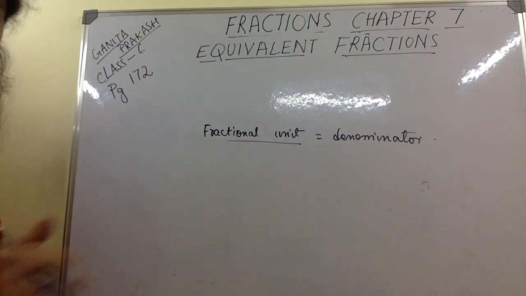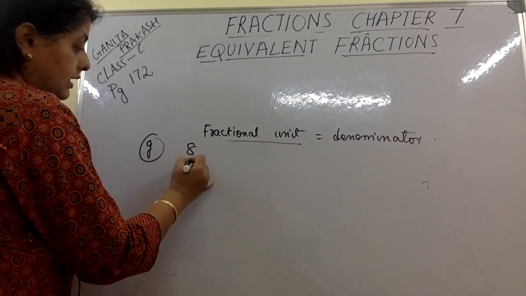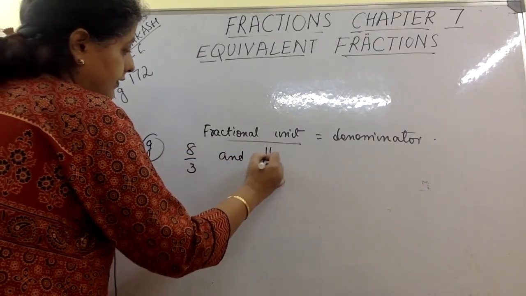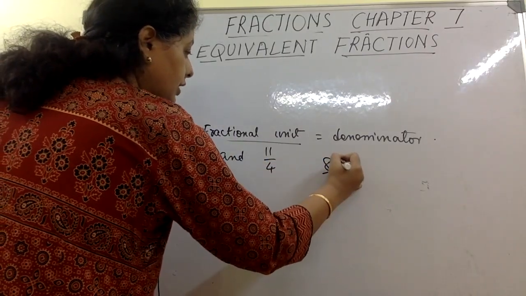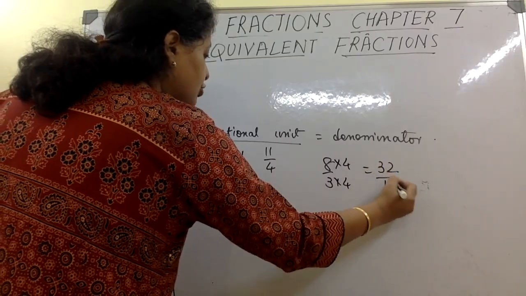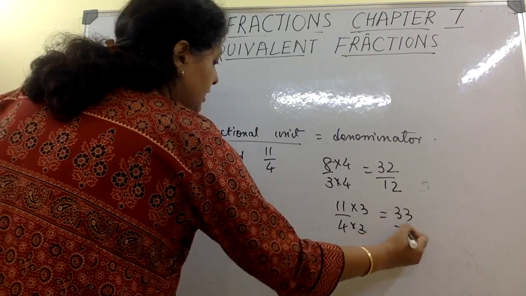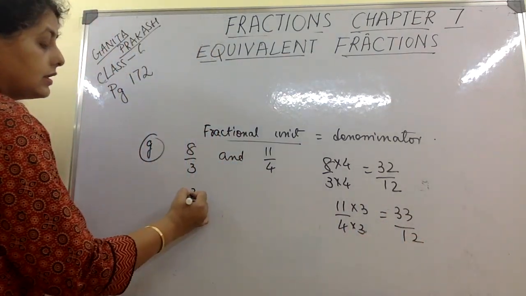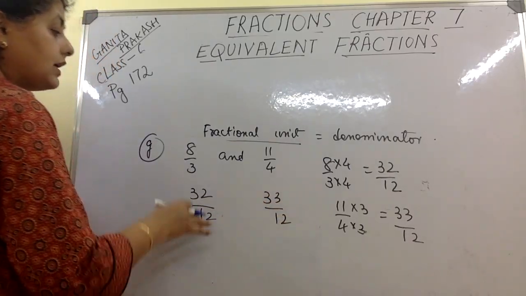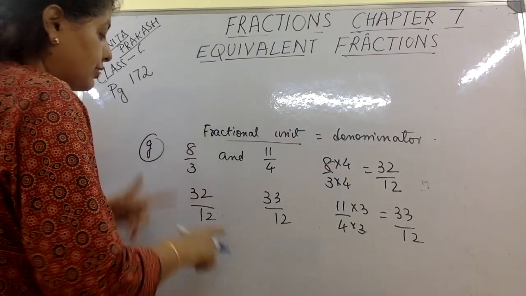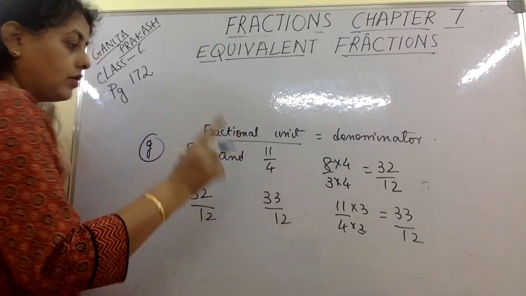Okay, now G. The next question is G. Okay, G is 8 by 3, 11 by 4. 8 by 3 and 11 by 4. LCM is 12. 8 by 3 into 4 into 4, 32 by 12. 11 by 4 into 3 into 3, 33 by 12. So this is 32 by 12 and 33 by 12. I got my fractions with the same fractional unit. This one is the equivalent of this. This one is the equivalent of this.